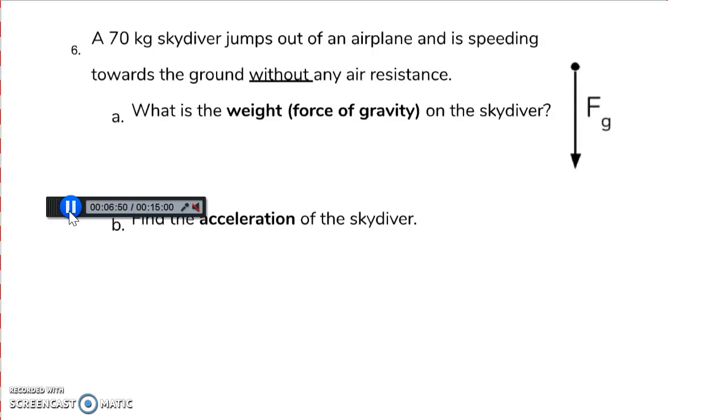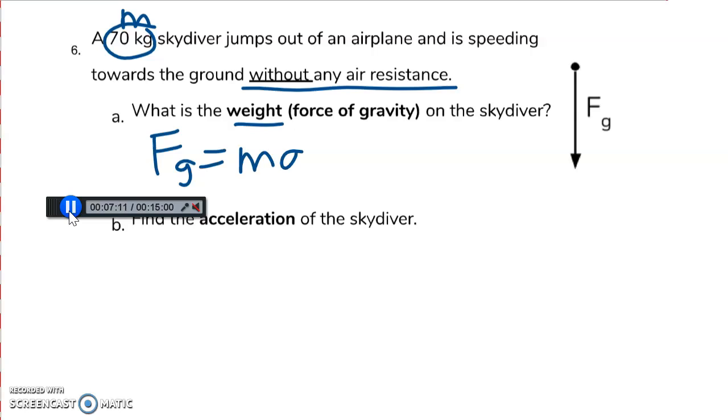In this number 7, or number 6, there's a 70 kilogram skydiver that jumps out of an airplane and is speeding towards the ground without any air resistance. In part A, it asks, what is the weight or force of gravity on the skydiver? Hopefully this is starting to feel familiar, and we can all see that when we're asked for weight, it's asking for force of gravity, and this is the equation.